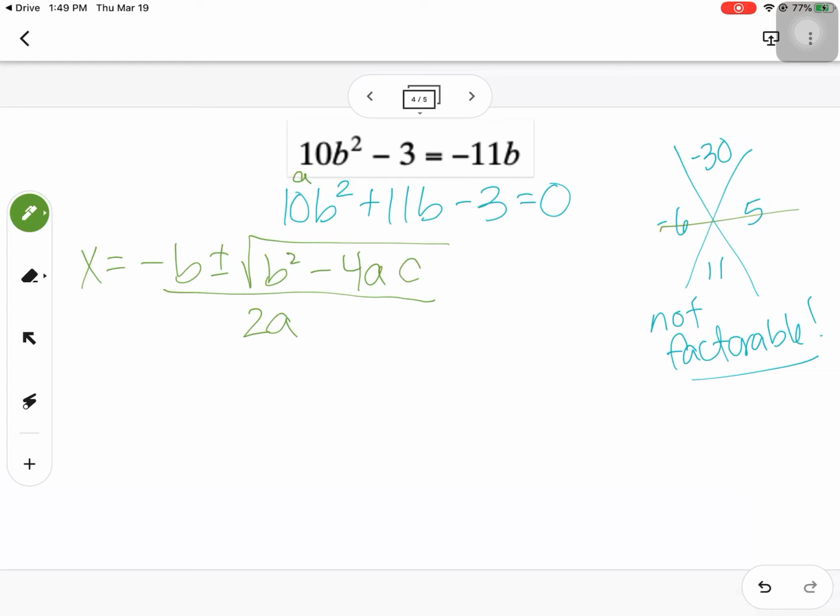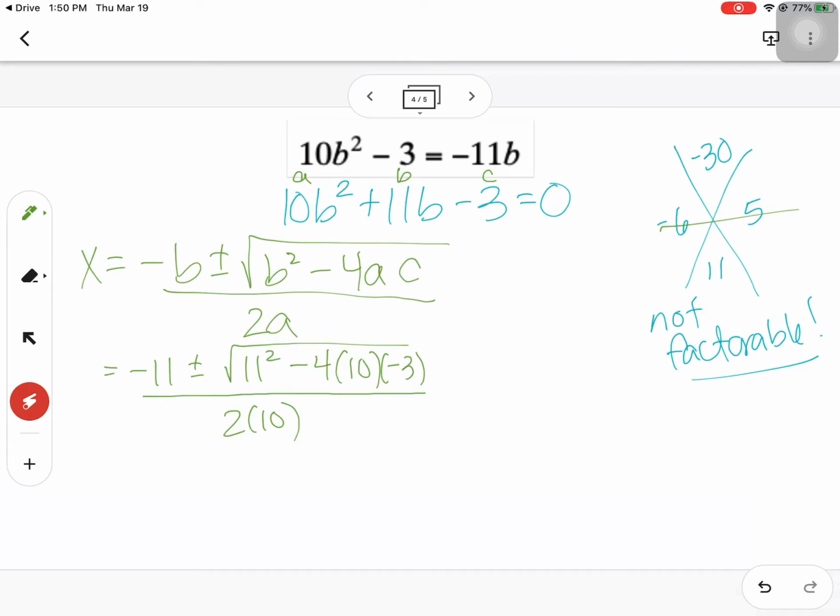So when we go to do this, your A term is whatever's with your squared term, your B is whatever's with your linear term, or your thing without an exponent, and your C is your constant. And we're going to plug all of this in. So if it says negative B, it's going to be negative 11 plus or minus 11 squared minus 4 times 10, my A, times negative 3, all over 2 times 10.